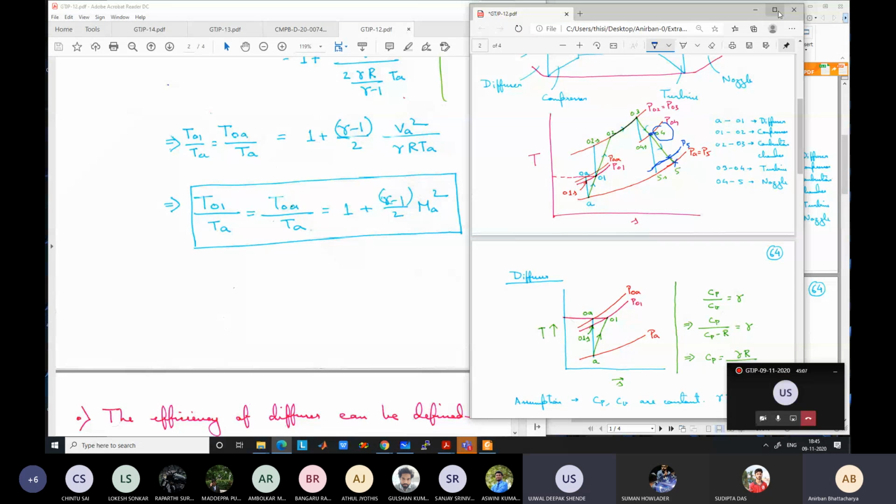The rate of change of momentum of the gas. Correct. So that can be calculated based on the change in velocity, inlet velocity minus exit velocity, and the mass flow rate. Exit velocity we have calculated. But do we need the exit pressure also to calculate the thrust?